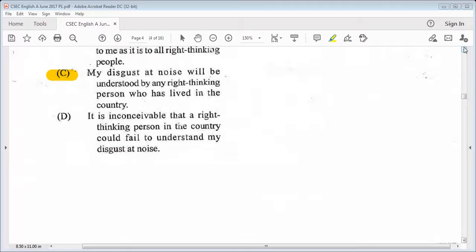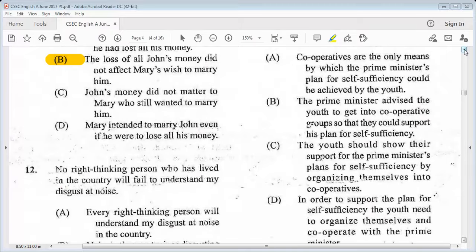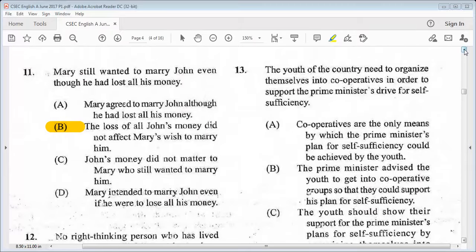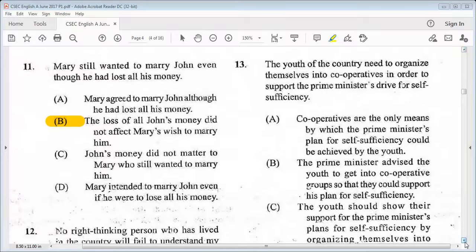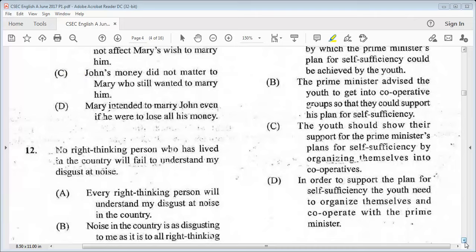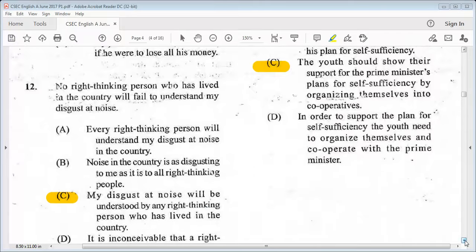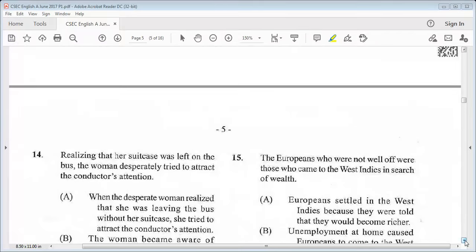Let's move on to number 13. It says, the youth of the country need to organize themselves into cooperatives in order to support the Prime Minister's drive for self-sufficiency. We know our answer is C: the youth should show their support for the Prime Minister's plans for self-sufficiency by organizing themselves into cooperatives. C would be our answer. That's the sentence closest in meaning to the original one.